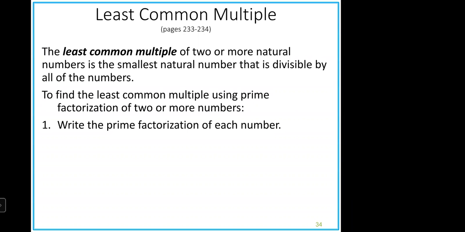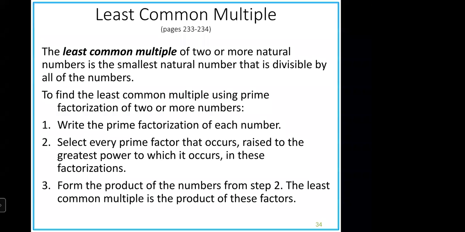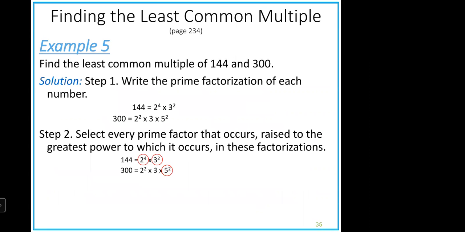We can also use prime factorization to help us find the LCM. But in the same way, we can sometimes figure it out mentally. We could do the same thing with LCM. Sometimes we could just list the multiples and identify the lowest common one. But if it's a large number, it might not be so straightforward, so it's good to be able to use the prime factorization method. It says you are to select every prime factor that occurs, raised to the greatest power to which it occurs. We'll look at an example to see how that works.